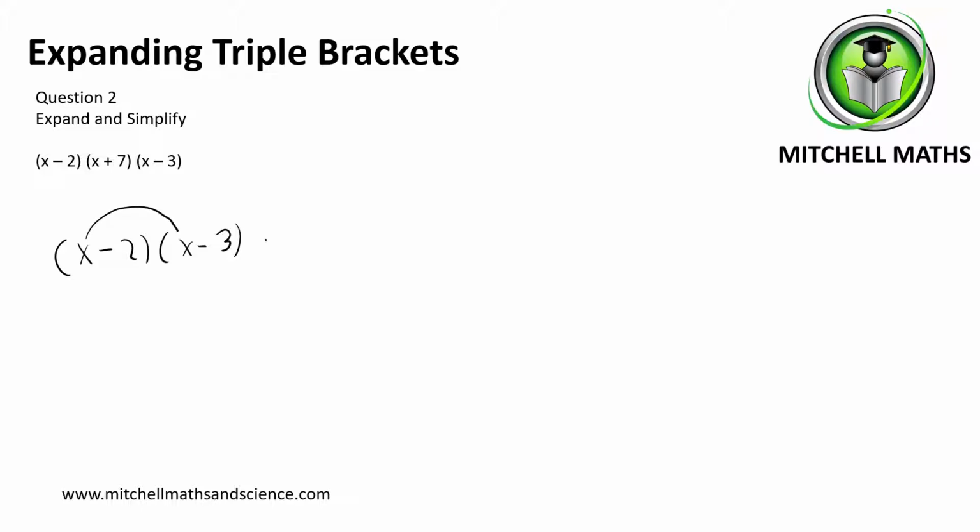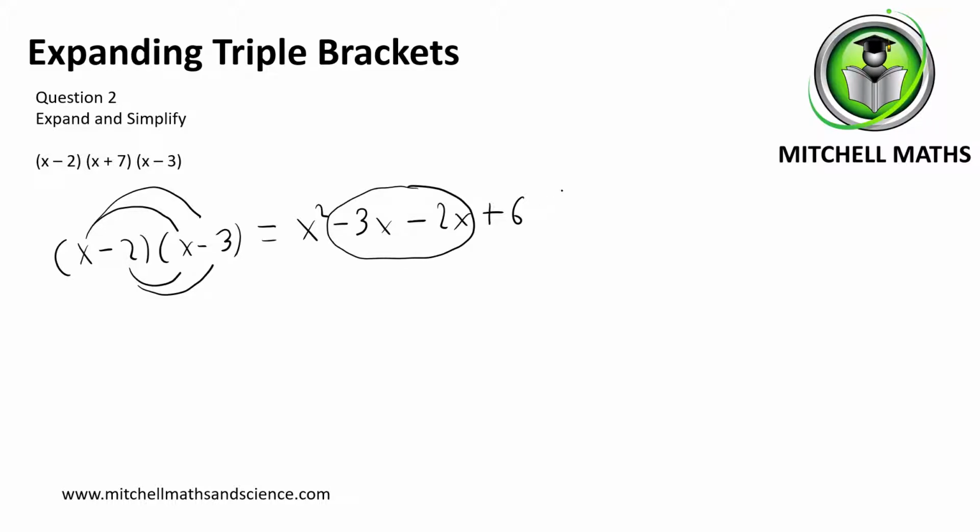I'll have x times x, which is x squared. I have x times minus 3, which is minus 3x. I have minus 2 times x, which is minus 2x. And I have minus 2 times minus 3. Negative times a negative is going to be a positive, so it's going to be plus 6. I'm going to combine the middle two terms to simplify it before I multiply it by the third bracket. So I get x squared minus 5x plus 6.